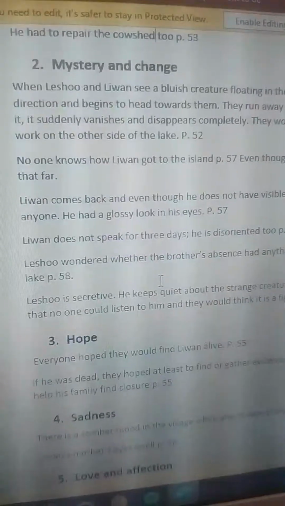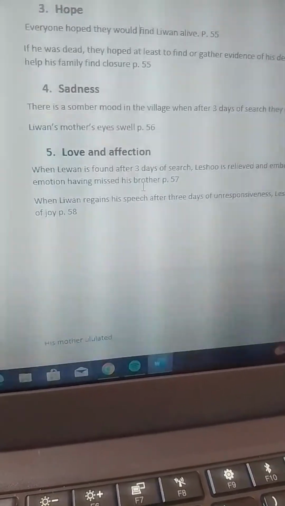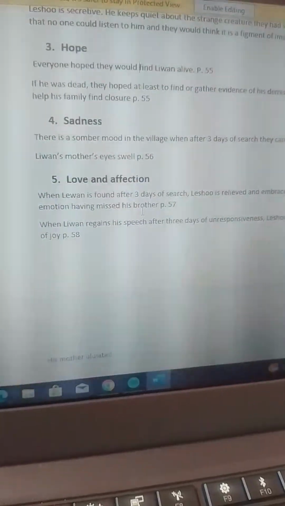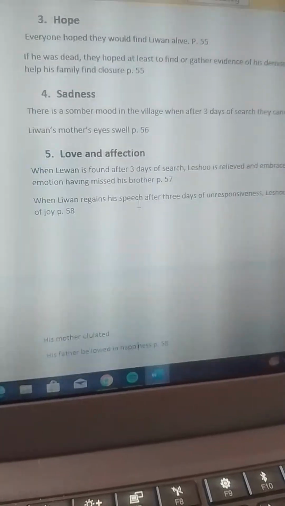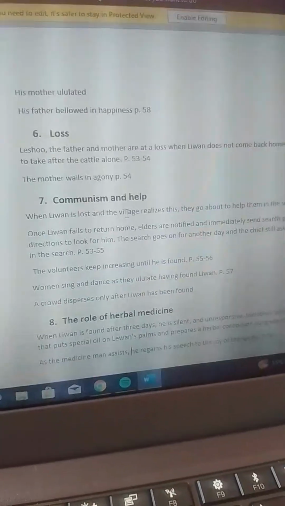Here we start with the first theme we already discussed. Then we move to the second here. Of course, at this point, I've placed them together because the illustrations are almost similar, but you can separate them comfortably. Then get to the third, or rather fourth, the aspect of hope in the story. You've seen it there, with everyone hoping that Liwan would be found live, right? Page 55. And they said that if he was dead, they hoped that they would at least find or gather evidence of what led to his demise. Then sadness, love and affection and loss, then communism, and the role of herbal medicine.